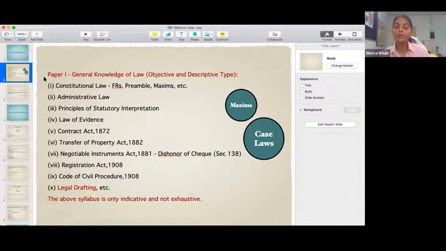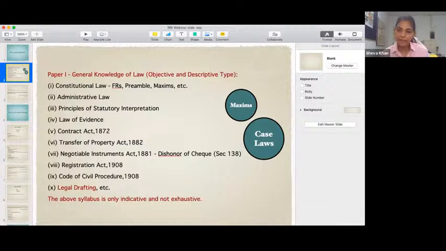So here again, you can understand that when only one question is coming from vast subjects like constitutional law, law of evidence, CPC, etc., 3 questions are coming from one particular act. So I think it's clear enough to give you an idea as to how important these acts are, which I have just emphasized.